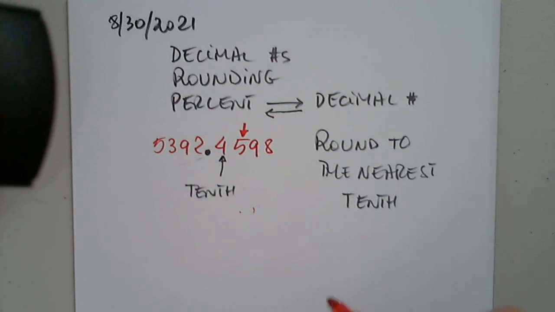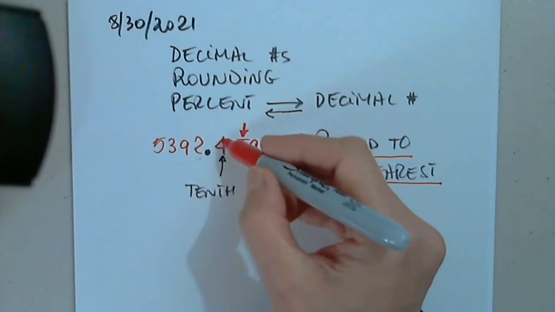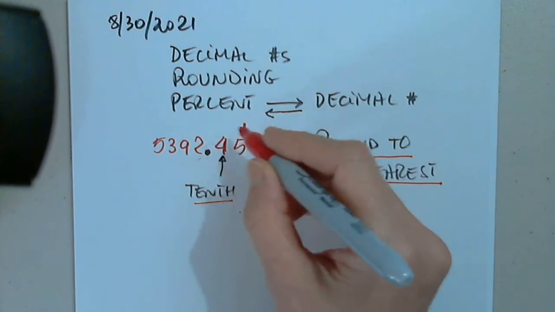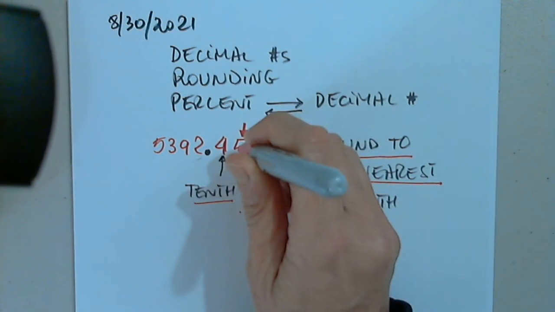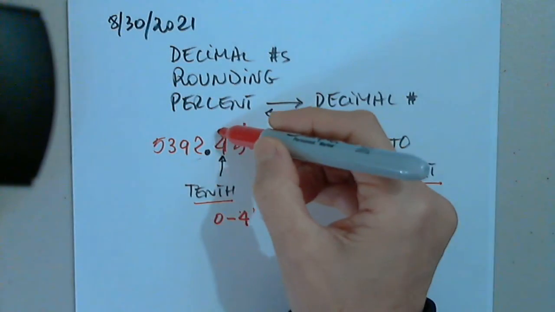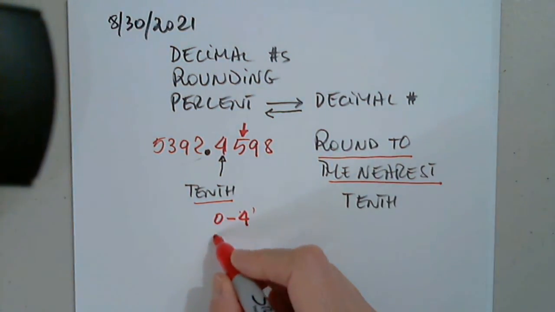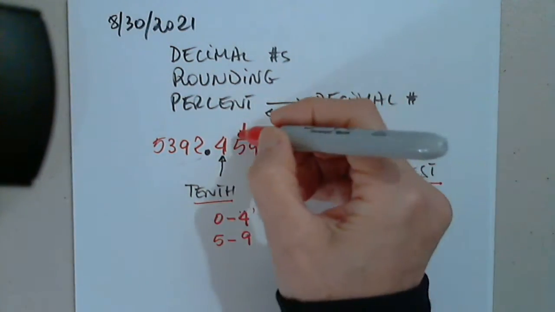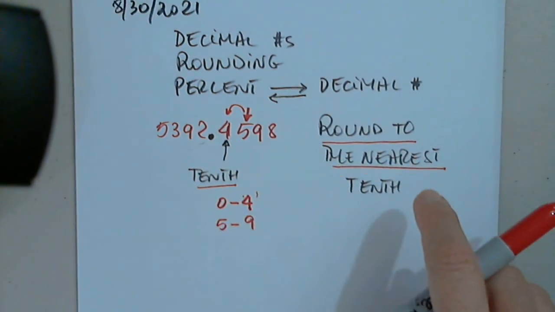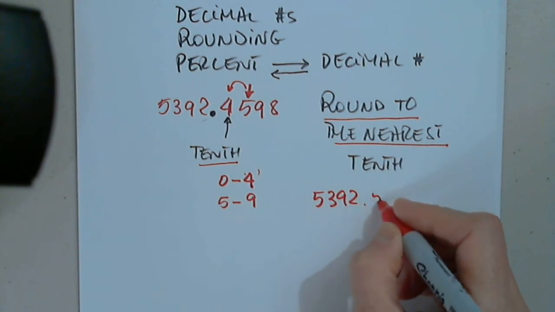So that's another option. So when we're asked to round to the nearest tenth, then we locate the digit that represents the tenth, and then we look at the next digit following it. If this number is 0 through 4, we will not change the digit called the tenth. But if it's 5 to 9, we will have to increase the tenth digit by 1. So if I want to round this to the nearest tenth, I will write 5392.5.